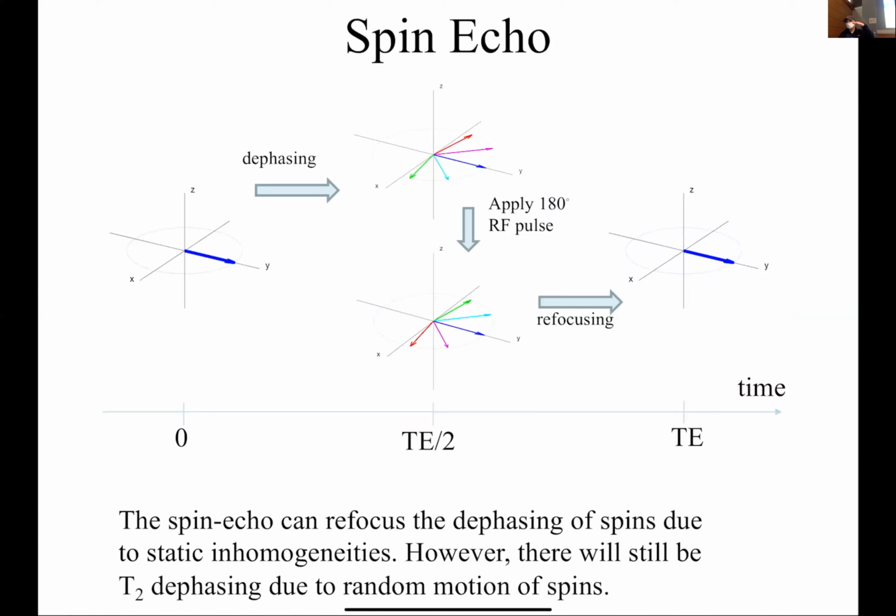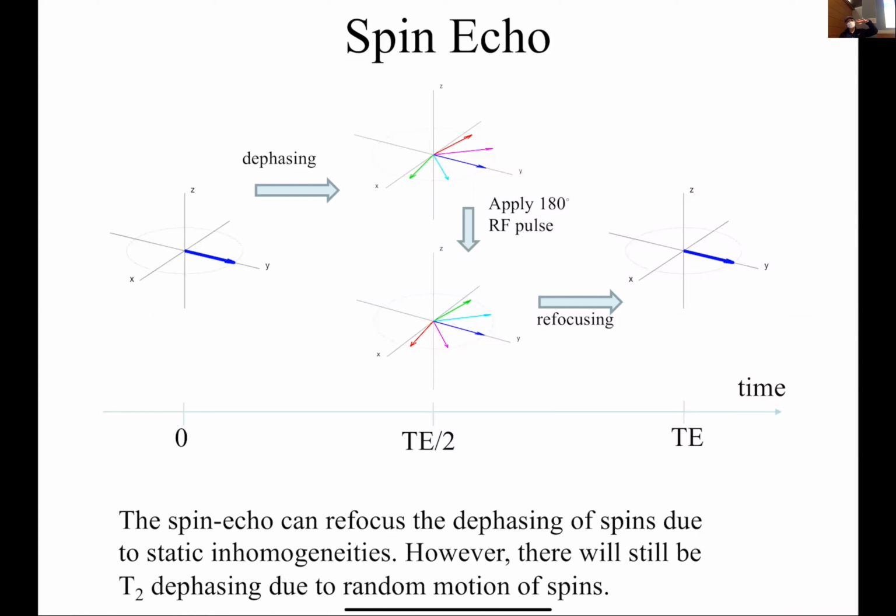And so here's the idea, that spins get out of phase, right? Imagine these are my spins, they're originally in phase, then they get out of phase. Like this spin here is going faster, and this spin here is going slower, and this spin here is at the right rate. So over time, they get out of phase.